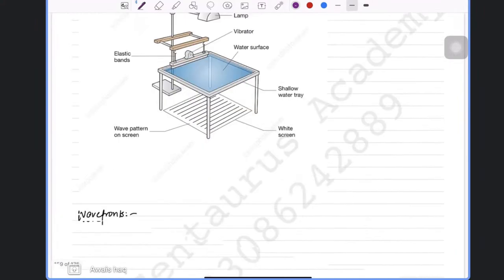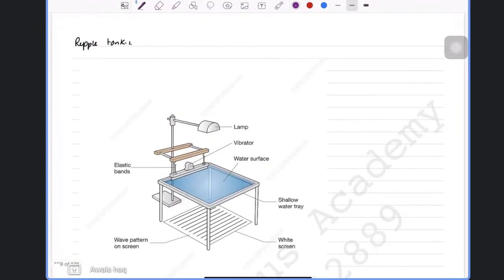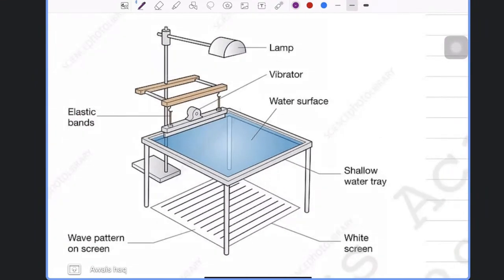Anyway, now we're going to learn about the ripple tank. A ripple tank is basically a setup to investigate the behavior of waves. You might sometimes have to draw it. What happens is there's a vibrator that causes the waves to be generated like this. And there's a lamp which provides the light. And at the bottom, there's a white screen which shows lines instead of waves. These lines that you see are called the wavefronts.